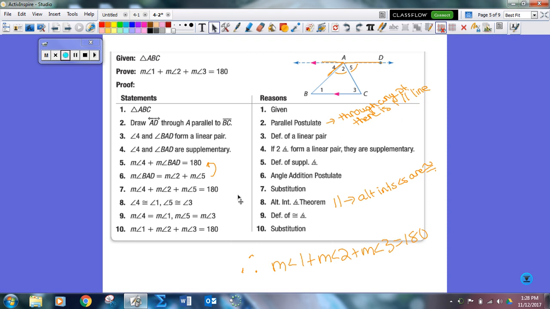And then I also know that if lines are parallel, the alternate interior angles are congruent. So that means angle 4 is congruent to angle 1, and angle 5 is congruent to angle 3. I then know their measures are equal, and then I can use substitution to prove that the measures of the angles add up to be 180.